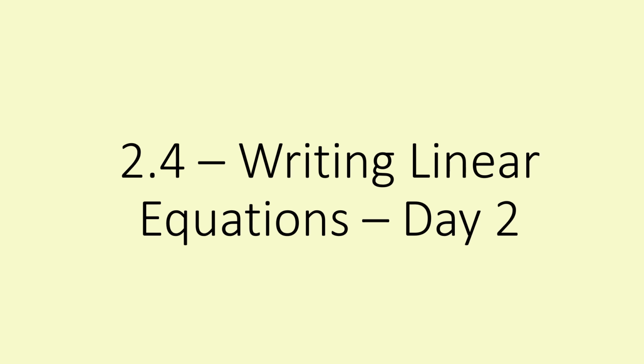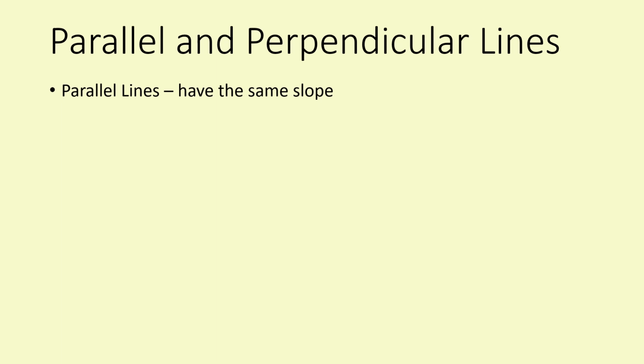This is day 2 of section 2.4 on writing linear equations. The main focus of this part of section 2.4 is to write an equation of a line when we're told the lines are parallel or perpendicular. Starting with parallel lines, we know lines are parallel when they never intersect, they never cross each other. And the reason they never cross each other is because they have the same slope. They're moving up and over a consistent amount.